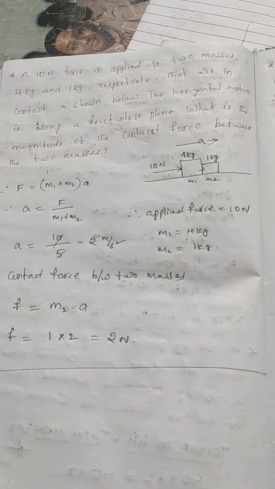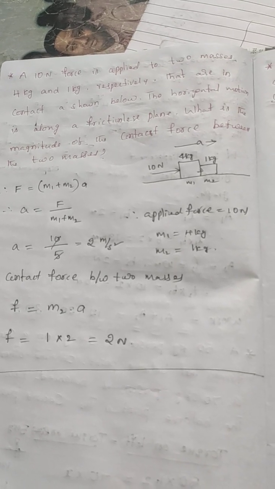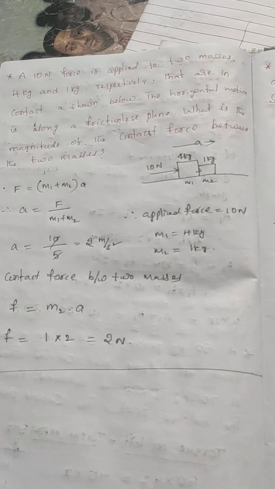Next problem belongs to contact force. A 10 Newton force is applied to two masses, 4 kg and 1 kg respectively, that are in contact as shown below. The horizontal motion is along a frictionless plane. What is the magnitude of the contact force between the two masses? Contact force we have to find out.